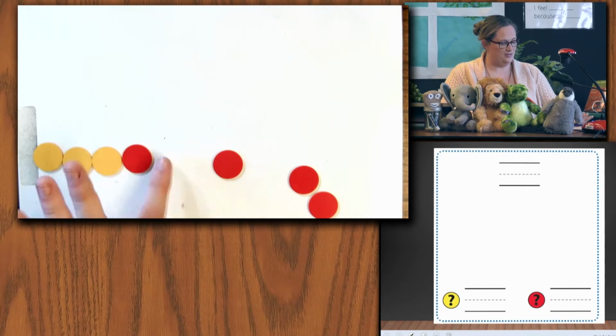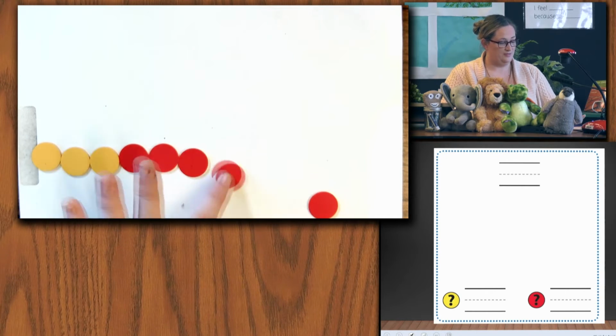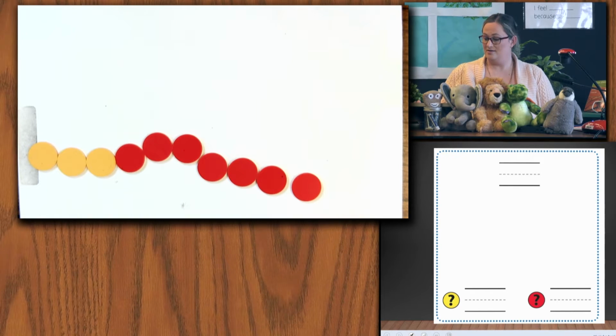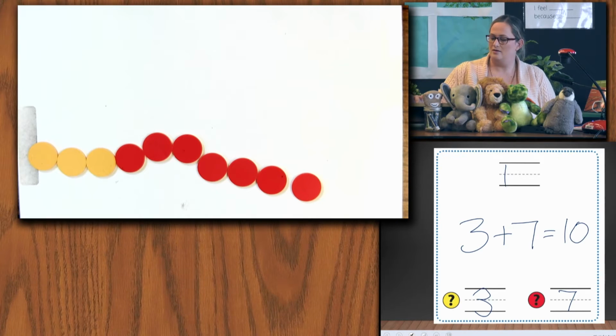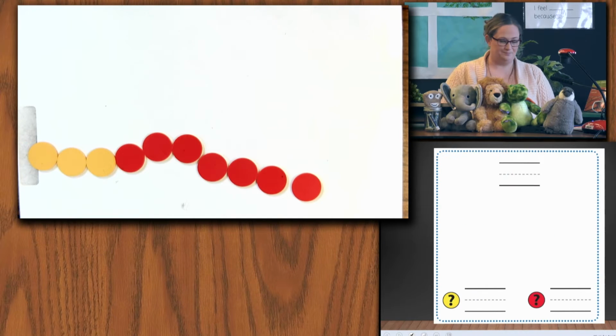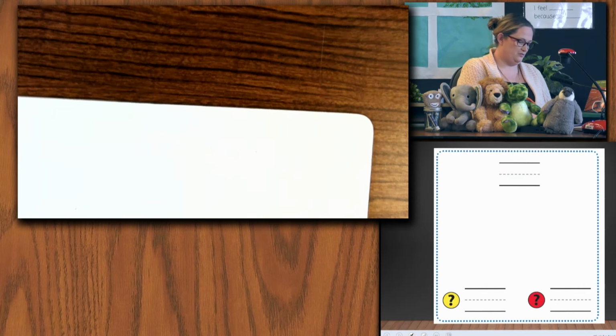How many yellows? 3. How many reds? Does anyone know without counting what's the friend that goes with 3 to make 10? Oh, someone said it. 7. Say it with me. 3 and 7 make 10. Nice job. Okay, we're going to do one more. Maybe 2.